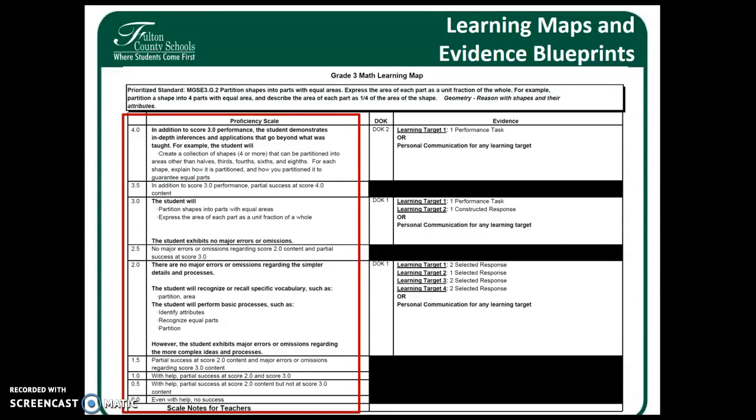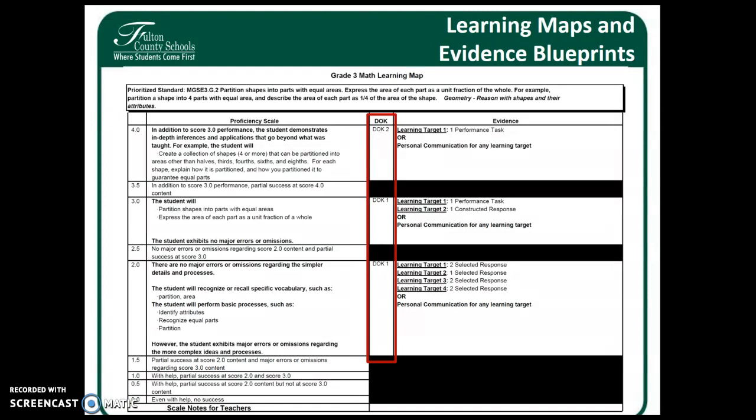On the left-hand side, we have the proficiency scale. Again, it goes from 0.0, meaning they cannot do anything related to the standard, even with help, all the way up to a 4.0. Fulton County considers a 3.0 as the level of mastery that we hope all students can achieve. Obviously, if we can have them achieve at a higher level, even better, but ultimately 3.0 is considered mastery of the standard.